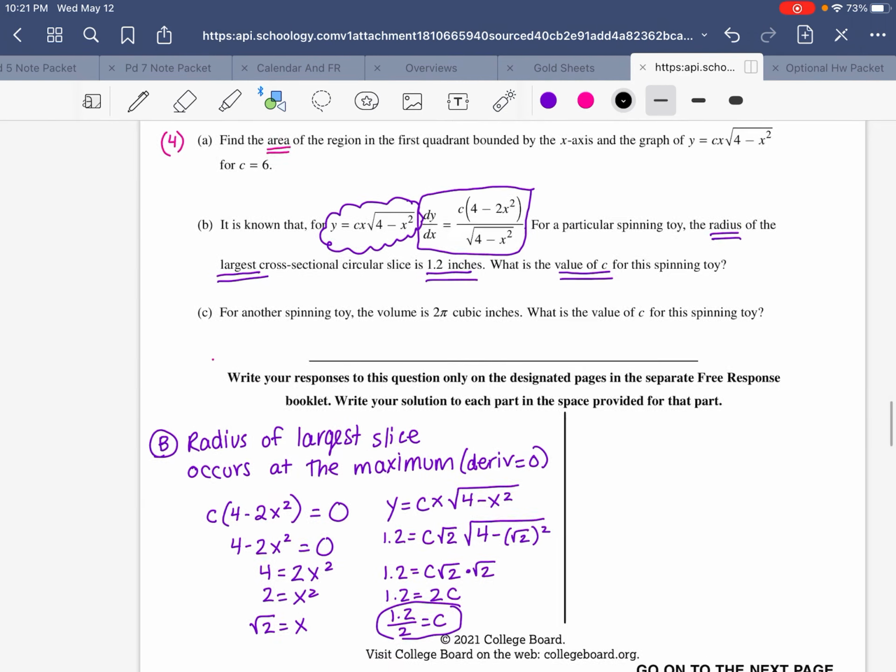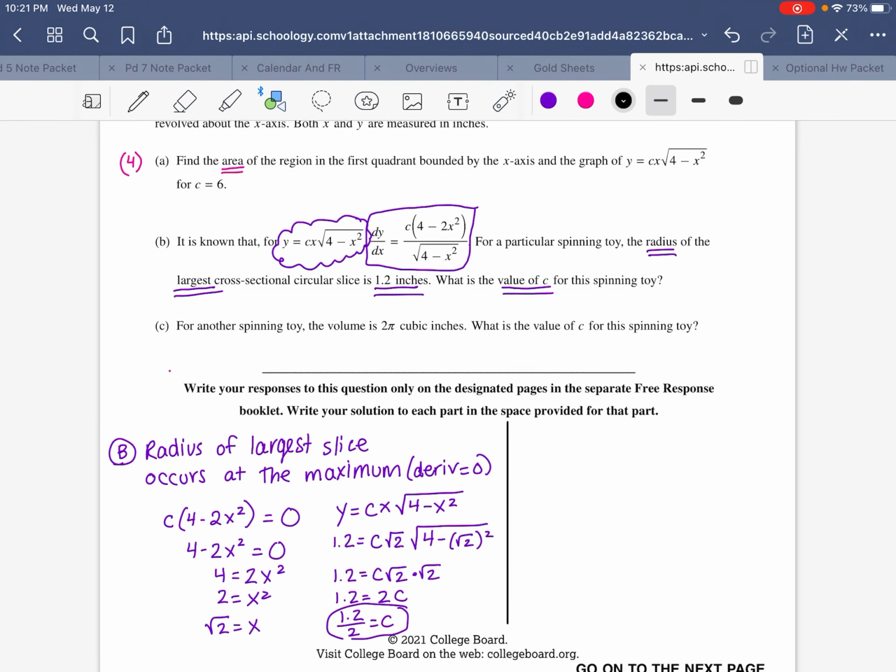That was pretty difficult. I would guess that right there was worth 2 points for part B. I would guess this is worth 2 points, that you would get a point for setting your derivative to 0 and get a point for solving for C. And then we still have part C.